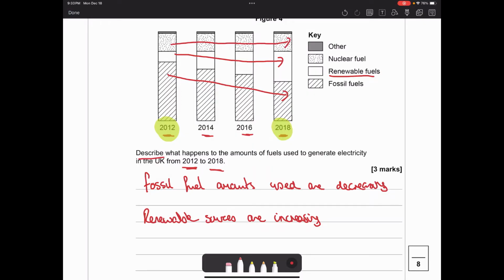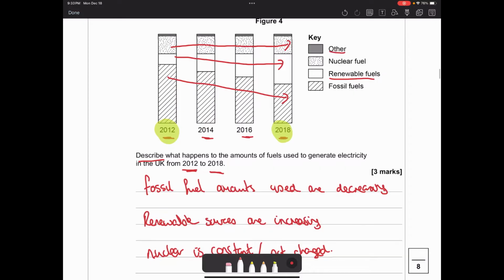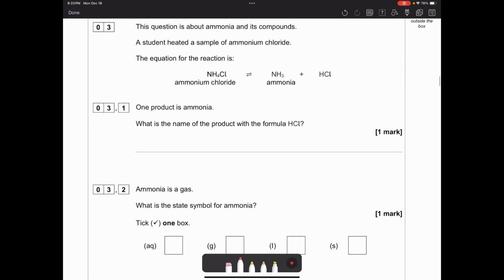Nuclear, I can see, has generally remained quite stable or constant. So nuclear is constant or not changed. Okay, and the same thing for other. So you'd say other sources have not changed. Okay, so that's question 2.